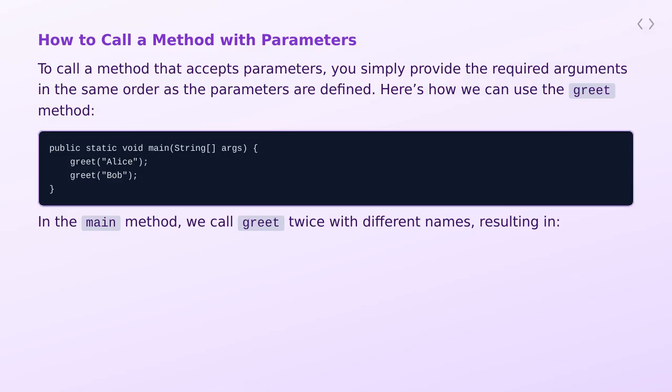Let's move on to how to call a method with parameters. To call a method that accepts parameters, you simply provide the required arguments in the same order as the parameters are defined. Here's how we can use the greet method.